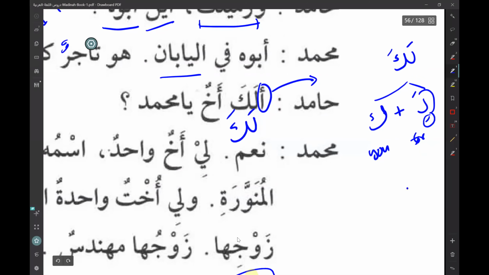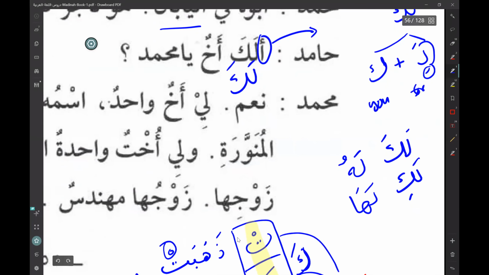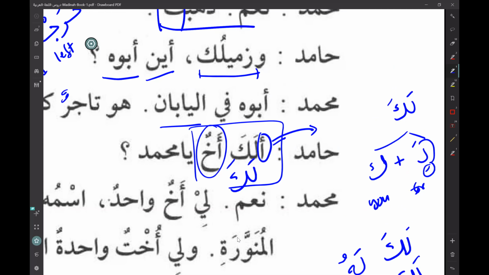Again, guys, so you say laka, laki, lahu, laha, right? You have, you as a female have, and then he has, she has, right? Alaka akhun. Now you have to translate. You understand? So it's basically asking whether or not he has a brother.